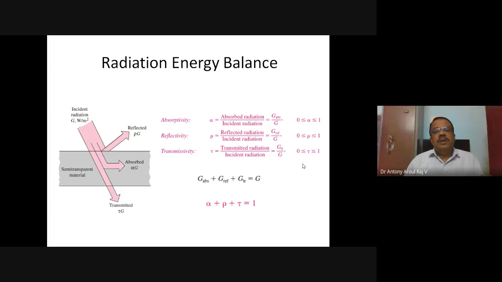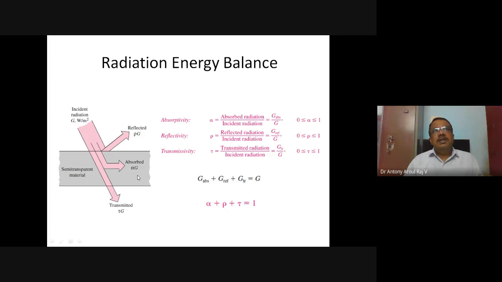So what happens if absorptivity is more? If absorptivity is more, the solar radiation will be absorbed in the glass structure. Because of that, the temperature of the glass structure will be increasing. That is also important, because if absorptivity is more, then the temperature of the glass will be more, and then conduction and convection heat transfer will take place on the surface.